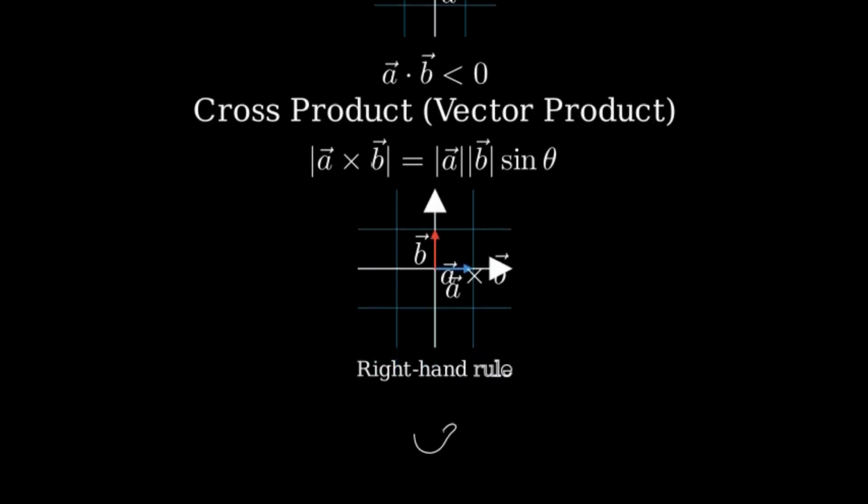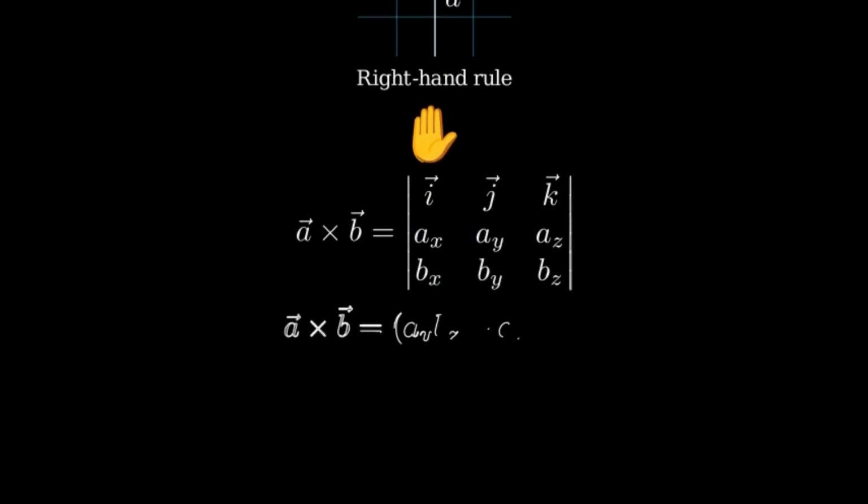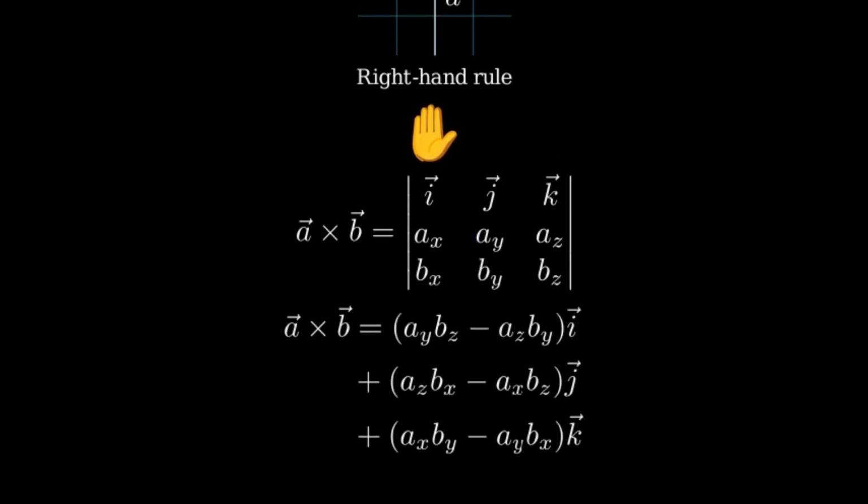The direction follows the right-hand rule. If you curl your fingers from vector a to vector b, your thumb points in the direction of the cross product. In terms of components, we can calculate it using this formula.